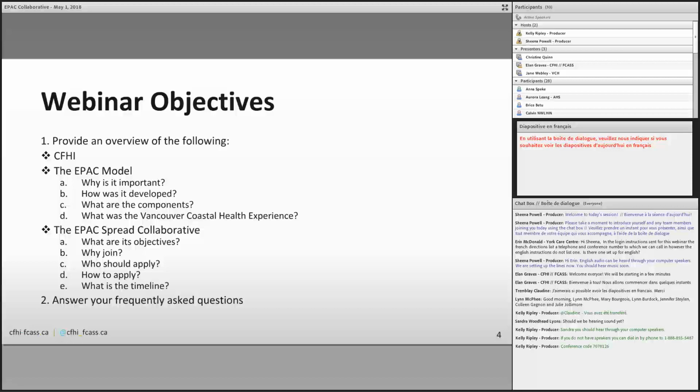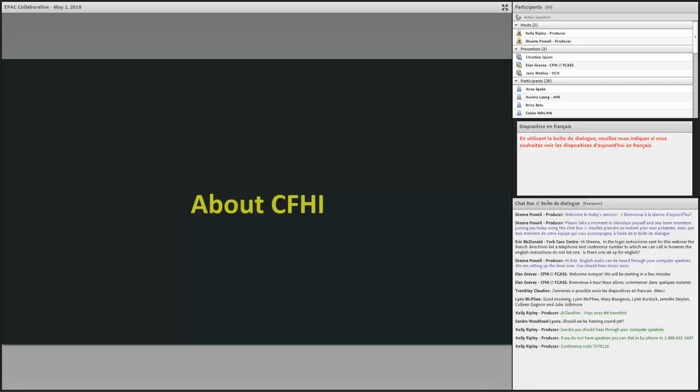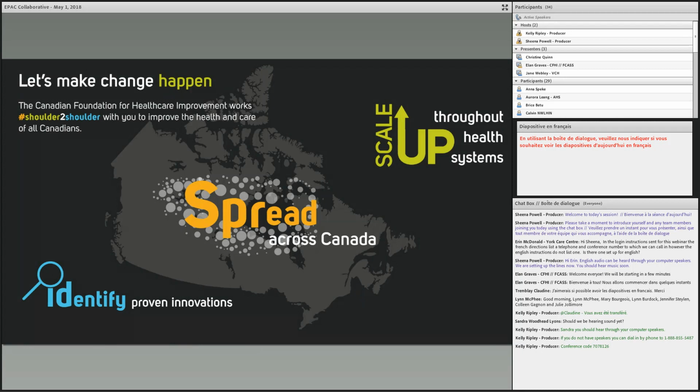So the main objectives today really are to provide you with an overview of CFHI, so who we are, what we do, and of course an overview of the EPAC model and the Spread Collaborative itself, and then to answer any questions that you may have about the model and the collaborative. Now, some of you on the call today have participated in a CFHI collaborative before, but for those of you who have not worked with us previously, I'll provide a little bit of an overview.